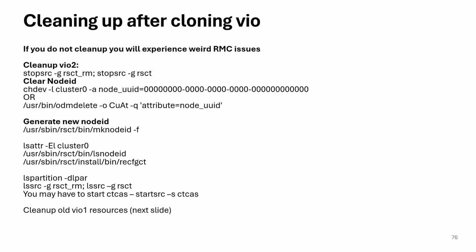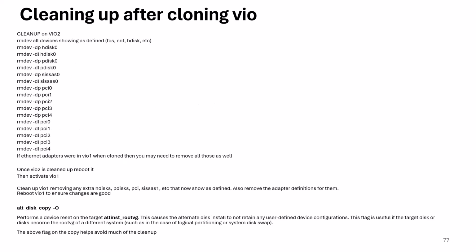So in order to do the cleanup, if I've cloned from VIO1 to VIO2, I go through these steps where I basically stop RSCT, clean up the node ID, and then create a new node ID and bring RSCT back up. And then on the originating VIO, I get rid of all of the devices that show as defined, which were the devices that I had in there so that I could do the clone, but now belong to VIO2. Then once everything's cleaned up, I bring everything up.